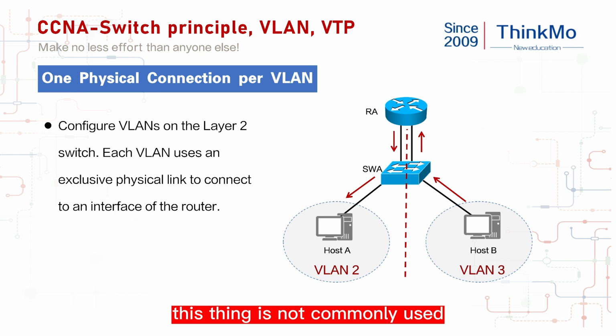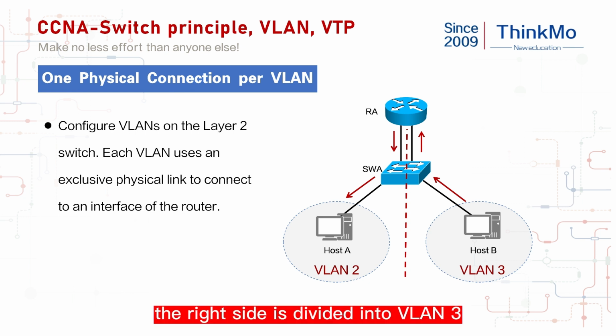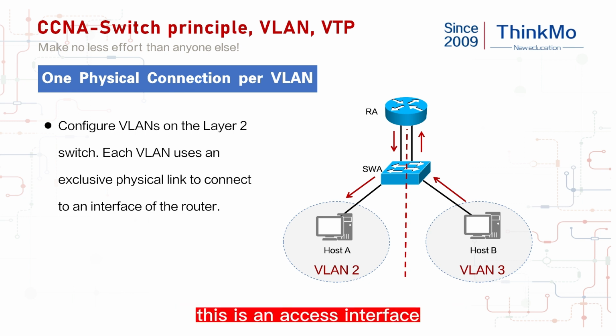This thing is not commonly used. It's called one physical connection per VLAN. Let's see how it goes. The PC on the left is assigned to VLAN 2. This is an access interface that belongs to VLAN 2. The right side is divided into VLAN 3. This is an access interface that belongs to VLAN 3.